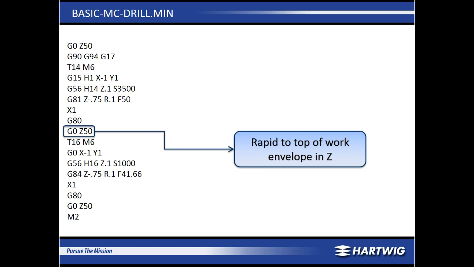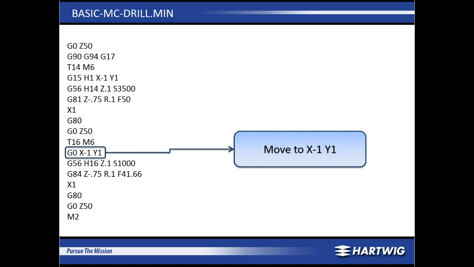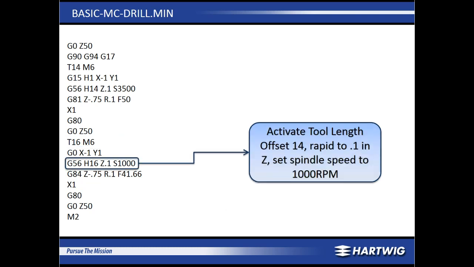After that, we'll wrap it back to the top of the work envelope. We'll change to tool 16. We'll wrap it back over to X -1, Y1. And as a point of note, on an Okuma control, we do not need a decimal place in our figures. Y -1 and Y -1.0 will get you to the exact same number, or to the exact same position.